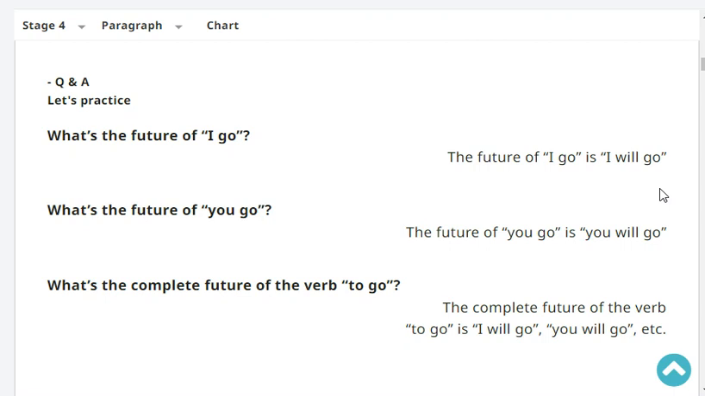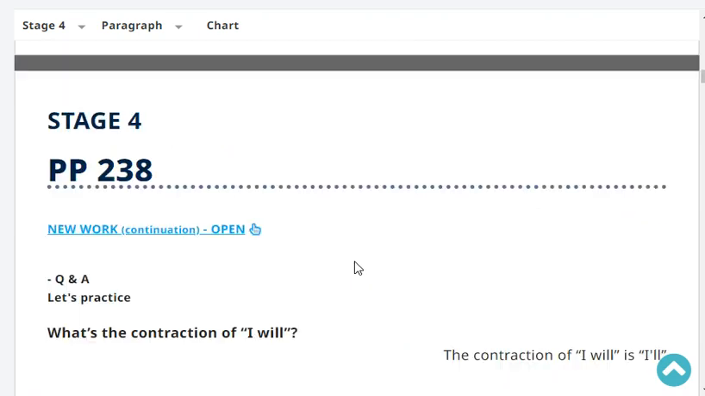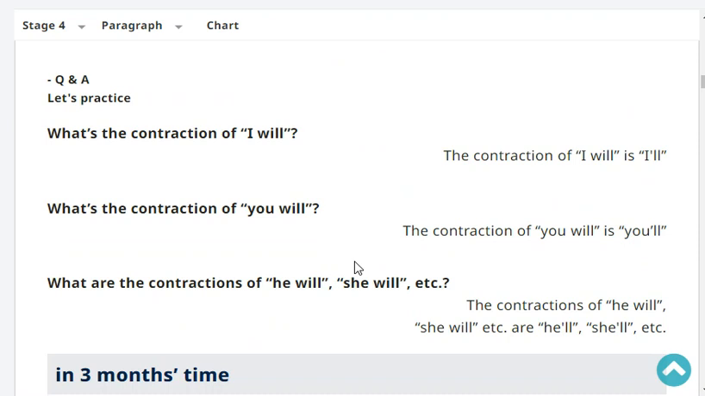No, wait, what's the complete future of the verb to go? The complete future of the verb to go is I will go, you will go, etc. Very good.